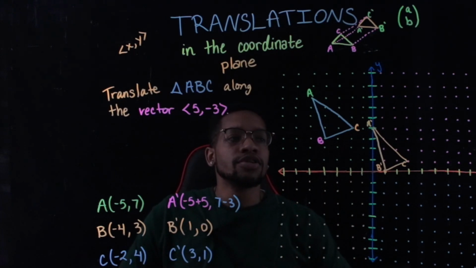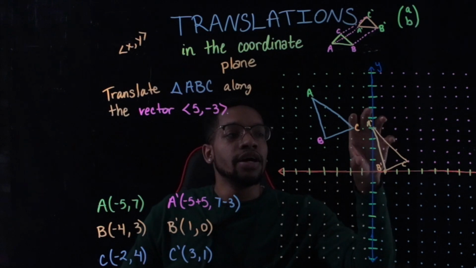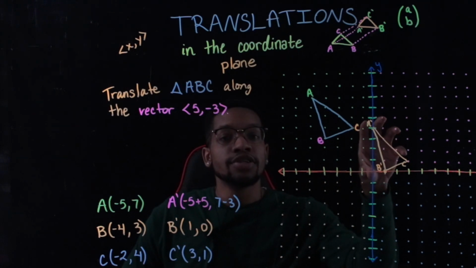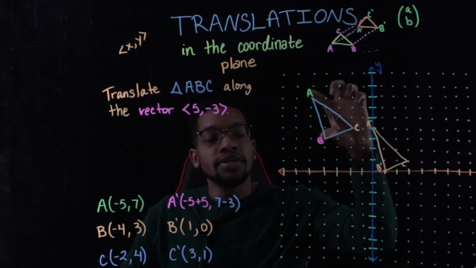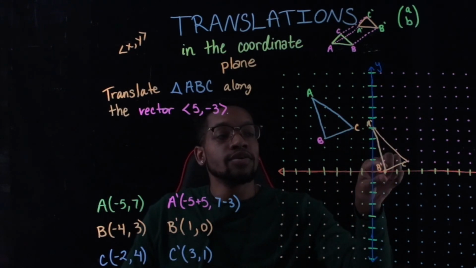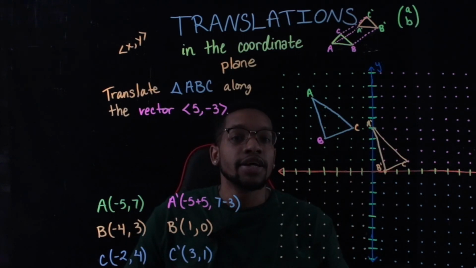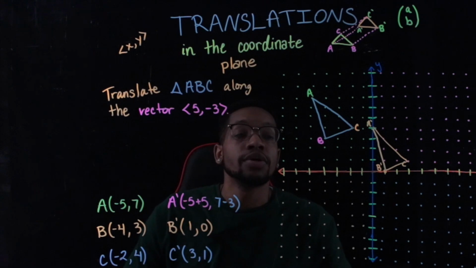The second thing I want you to see is that because we did the same thing to all three of these points, everything about our image is going to be the same as our pre-image. The distance from A to B is going to be the same as the distance from A prime to B prime. All these angles are going to be the same. Everything is the same. When that happens, we say those two shapes are congruent.